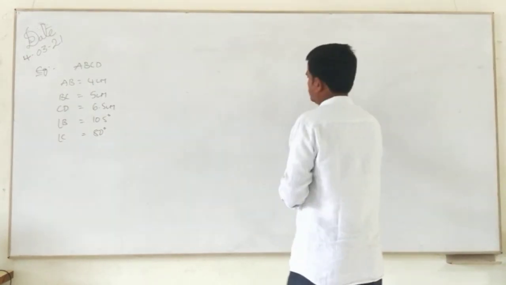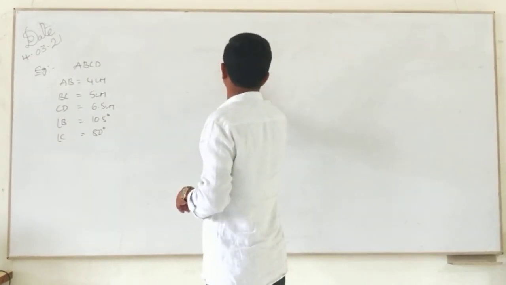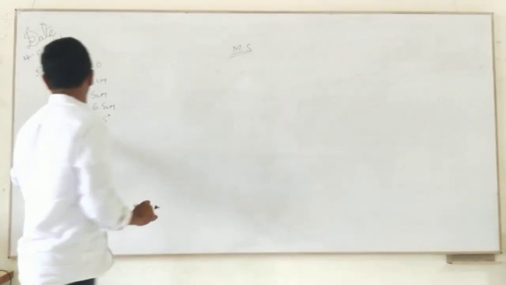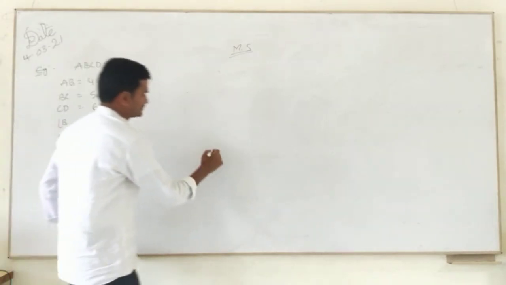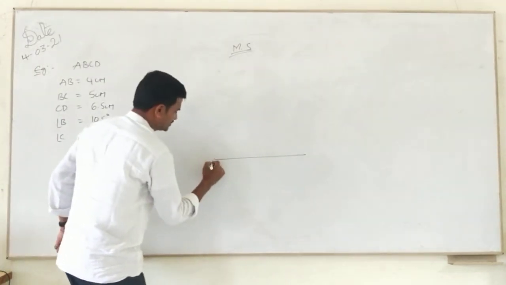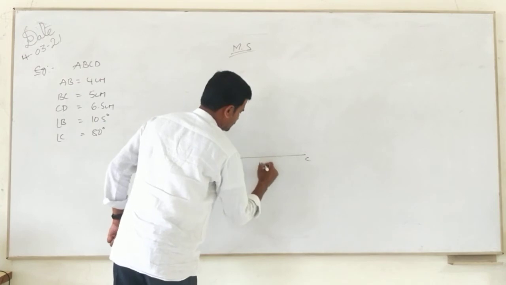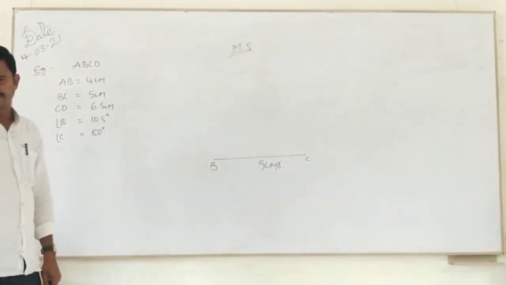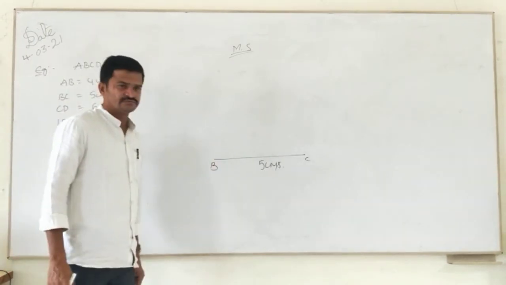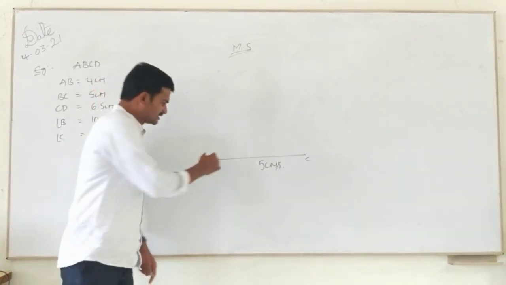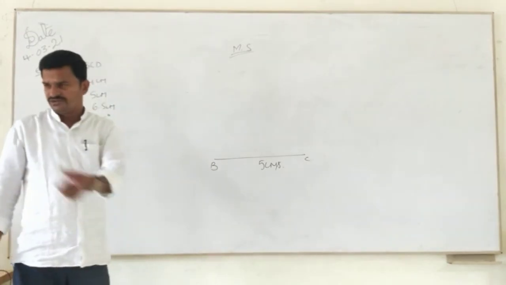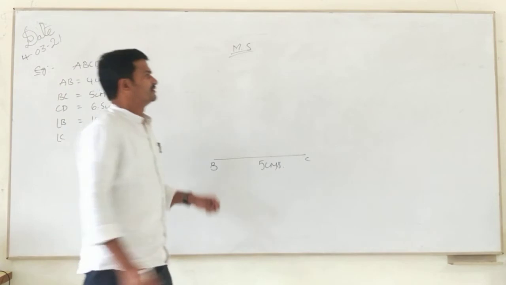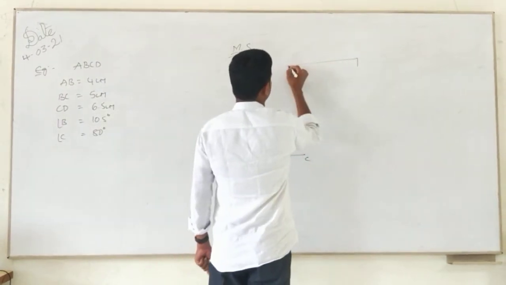So, the main sketch. Here I am drawing. First, draw a line segment BC equals 5 centimeters. How will you draw this? 5 centimeters, like this with free hand. By using your scale, you have to measure it. Still, many people are measuring wrongly.